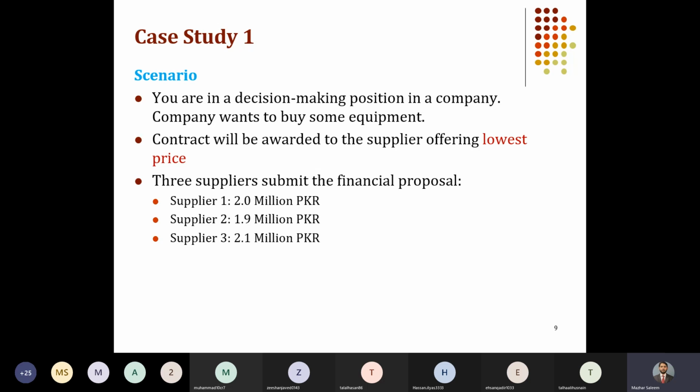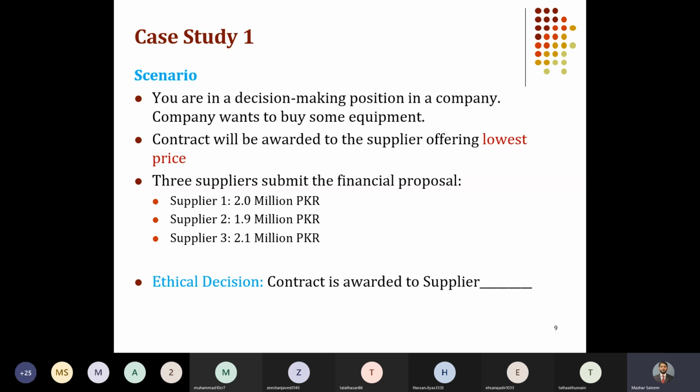Let's say you ask for proposals and you get three proposals for that equipment. Supplier one gives a proposal of 2.0 million, supplier two 1.9 million, and supplier three gives a quotation of 2.1 million. Now, what do you think? Who should get the award?